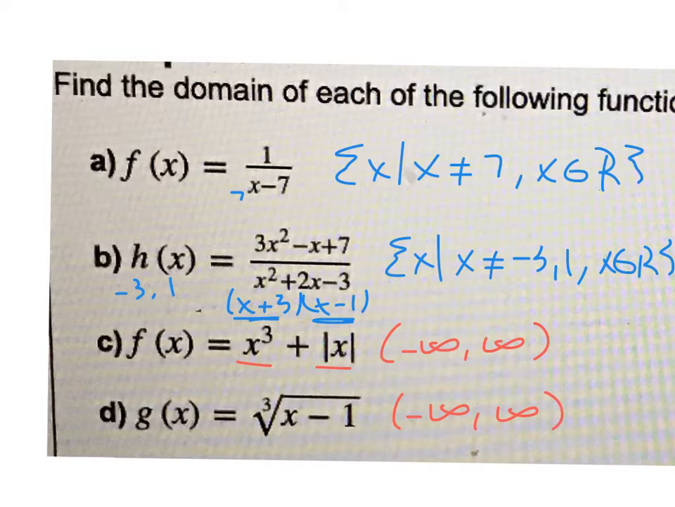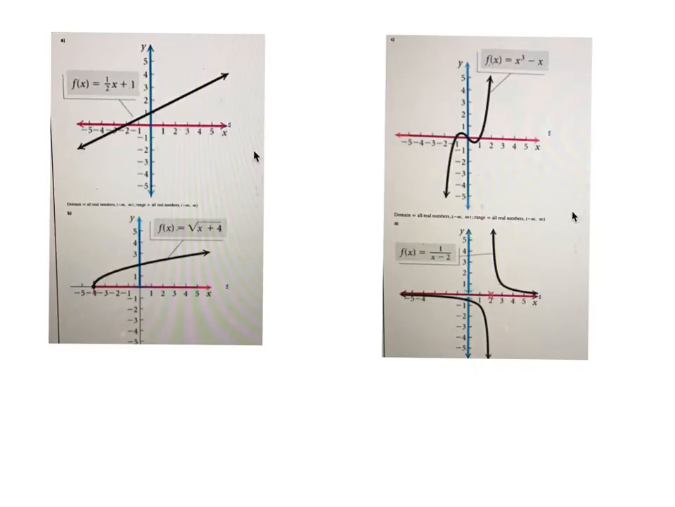I'll be honest with you. The only time you have to worry about domain and having restrictions like we did on these first two is if you have a fraction with a variable in it, with an x in your denominator, or if you have an even root, because even roots cannot be negative. If one of those is not there, then it's going to be all reals. All right. Let's see here. What were they wanting you to do here?